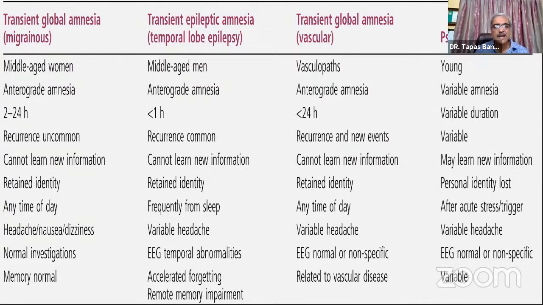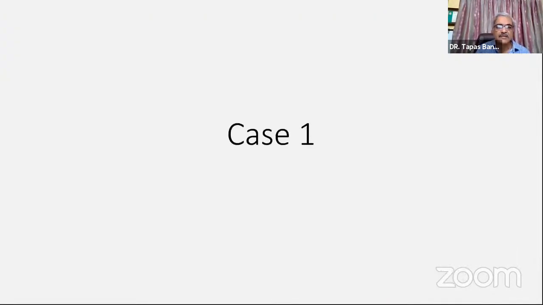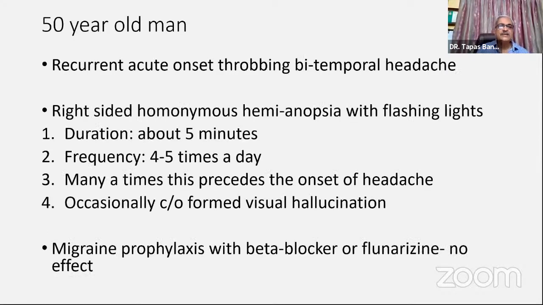So it is in the borderland. So these are all those perplexing problems that can arise in the diagnosis of migraine. I'll just illustrate it by showing you two very quick cases. Case number 1 is a 50-year-old man who presented with recurrent acute onset throbbing bitemporal headache. During the headache, sometimes he had right-sided homonymous hemianopsia with flashing lights.